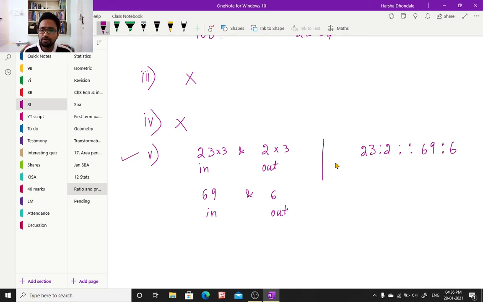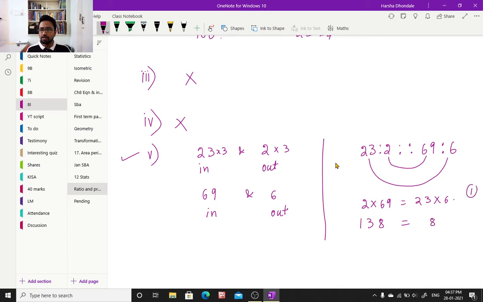There is another way to find whether these two ratios are in proportion or not. When you cross multiply, they should be equal. That is 2 into 69 should be equal to 23 into 6. 69 into 2 is 138, and 23 into 6 is also 138. So that's enough for us to find out that the statement, 69 serves in and 6 serves out, is correct.